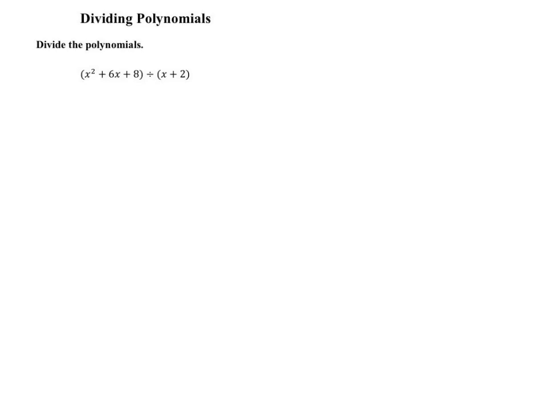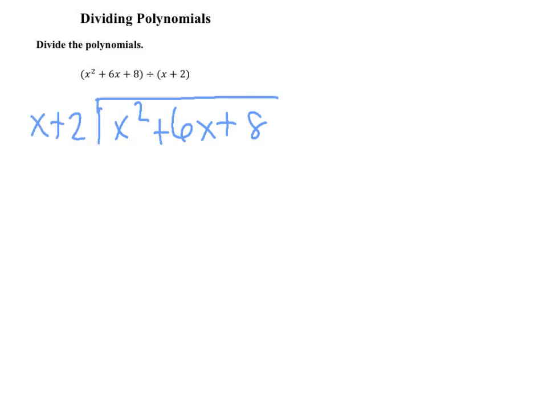In this lecture, we are going to talk about dividing polynomials. I have x squared plus 6x plus 8 divided by x plus 2. X squared plus 6x plus 8 is called my dividend, so that's going to go in the middle, or underneath my divide sign, and then my x plus 2 is called my divisor, so I'm putting that on the outside. So now, I'm going to work on dividing.